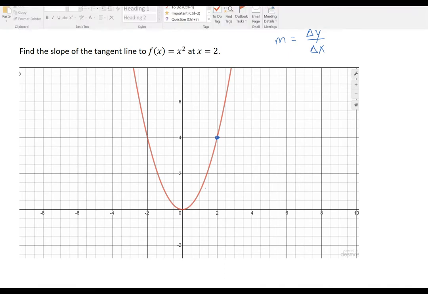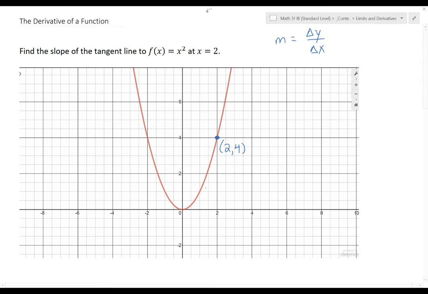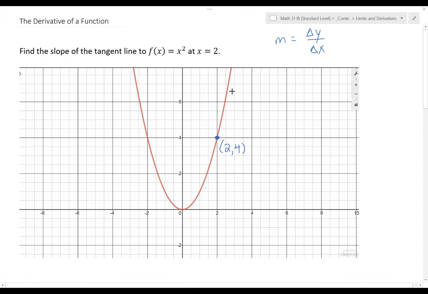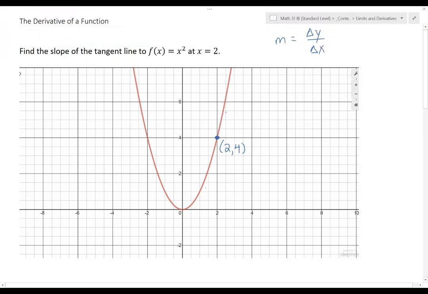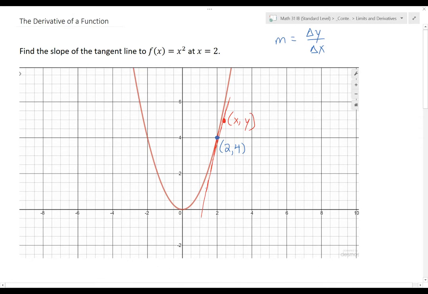So what I'm going to do is I'm going to say, okay, we have this point 2, 4. And on this tangent line, so I'm going to draw a line here. All right, I'll freehand it. So we have a tangent line, let's say, and on that line, I'm going to take some other point. And this is going to be x, y. But essentially, I want that x value to be getting closer and closer and closer to 2. So I'm going to find the limit of this slope as that x value approaches 2.